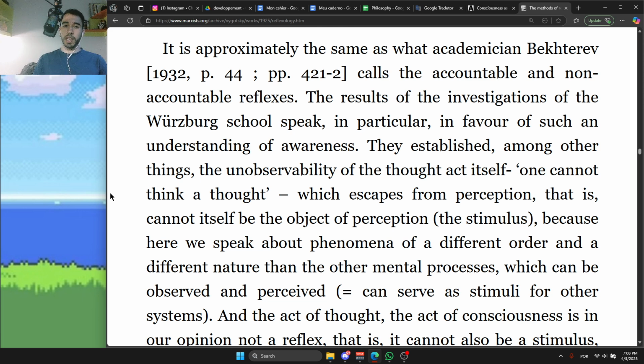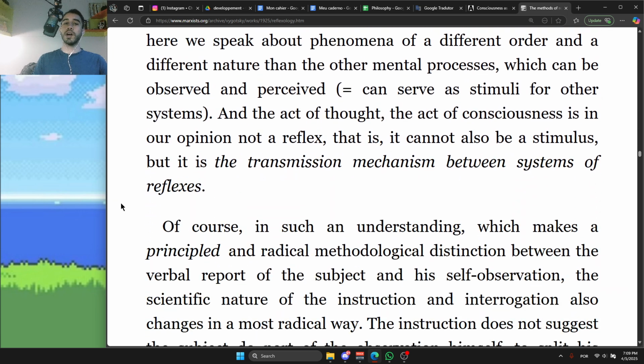The results of the investigation of the Wurzburg school speak, in particular, in favor of such an understanding of awareness. They establish, among other things, the unobservability of the thought act itself. One cannot think a thought which escapes from perception. That is, it cannot itself be the object of perception, the stimulus, because here we speak about phenomena of a different order and a different nature than the other mental processes, which can be observed, can be perceived, and can serve as stimuli for other systems.